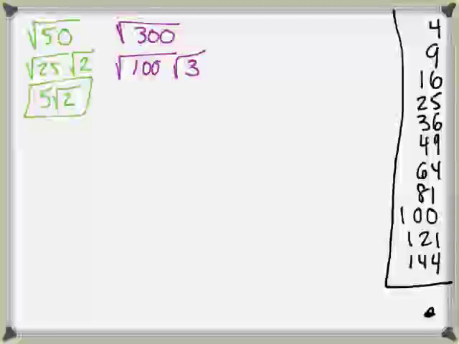What's the square root of 100? What times itself gives us 100? 10. The square root is gone because we took the square root of 100. So it's just a 10, not a square root of 10, just a 10. What's the square root of 3? It's not pretty. So we just leave it as square root of 3. So 10 square root of 3 is our answer.